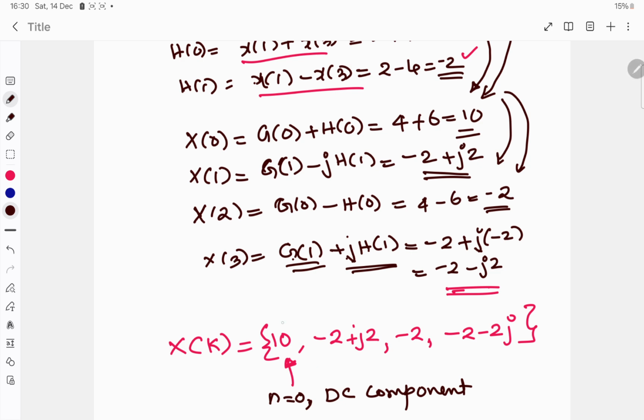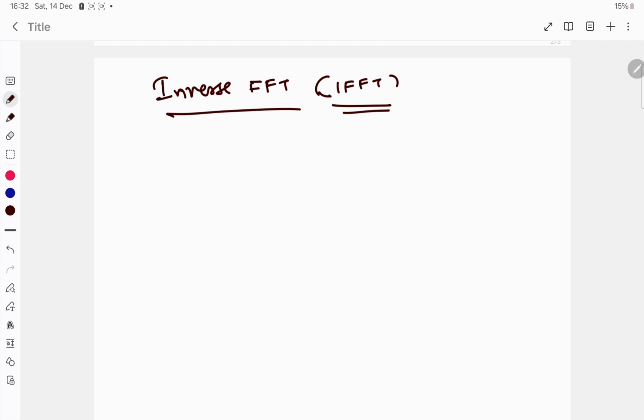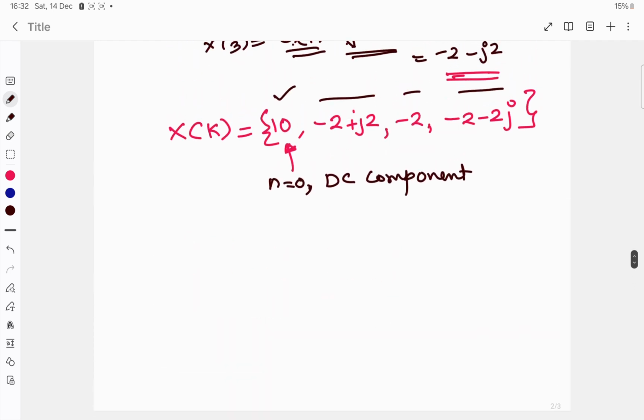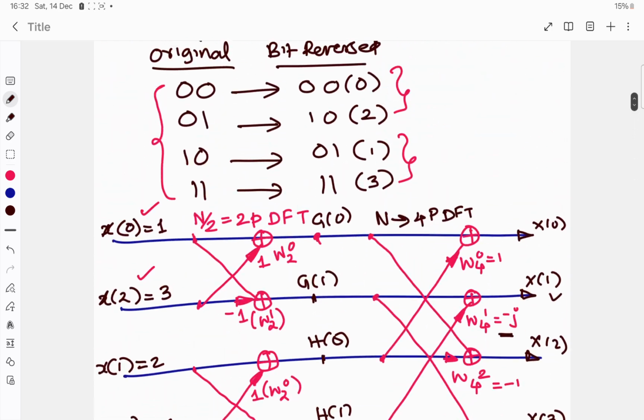So this is the DC component, and these are the other high frequency components. So 0 is the DC value, and the right values are high frequency components. Now we'll try to do the inverse FFT using the butterfly algorithm. For the previous case, we got 10, minus 2 plus 2j, minus 2, and minus 2 minus 2j, and we are going to apply the inverse FFT to verify whether we can get the original result 1, 2, 3 and 4.